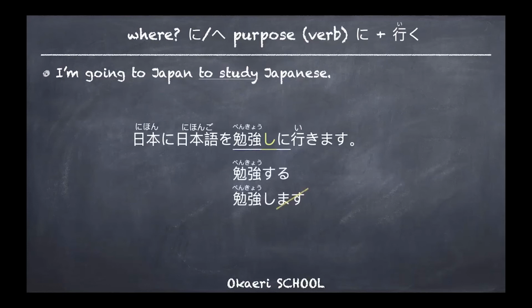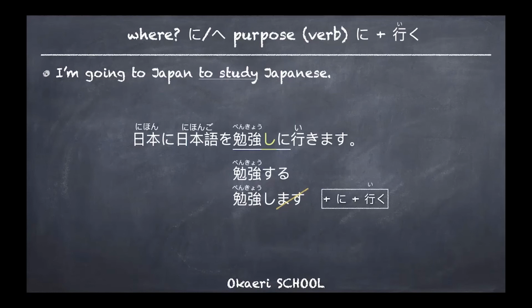is the dictionary form. And then you think of the masu form, 勉強します, 勉強しません, 勉強しました, this masu form. And then you remove masu, and then put に plus movement verbs. Here we go. 日本に日本語を勉強しに行きます. That's what we mean. I'm going to Japan to study Japanese. That's the purpose indicated here. So, that's the basic rule to go somewhere to do something, to come somewhere to do something, and stuff like that.